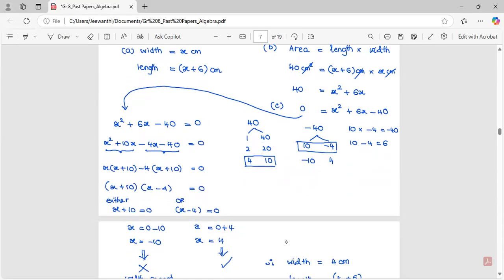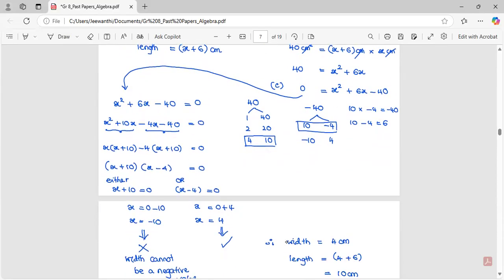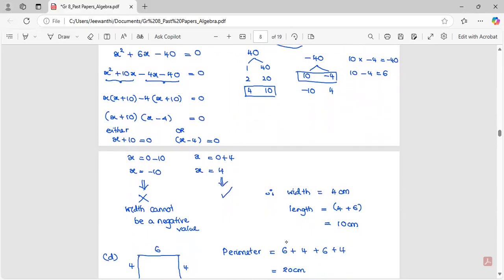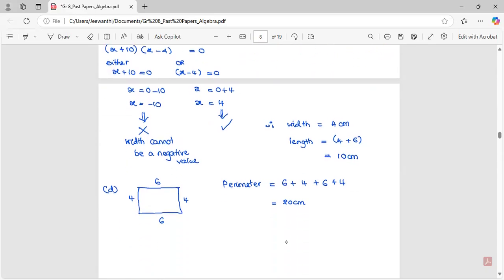See that where to manage the space, I have used the arrow like this. And when I'm getting a negative answer, I can reject it. Width cannot be a negative value, but the positive for this can be taken. Therefore, the width is equal to 4 and the length is equal to 10. And 4 into 10, 40 area we get. And then quickly I mark the dimensions in a diagram. And to get the perimeter, you want to add all the sides. 6 plus 4, 10. 10 plus 6, 16. 16 plus 4, 20. 20 centimeters.